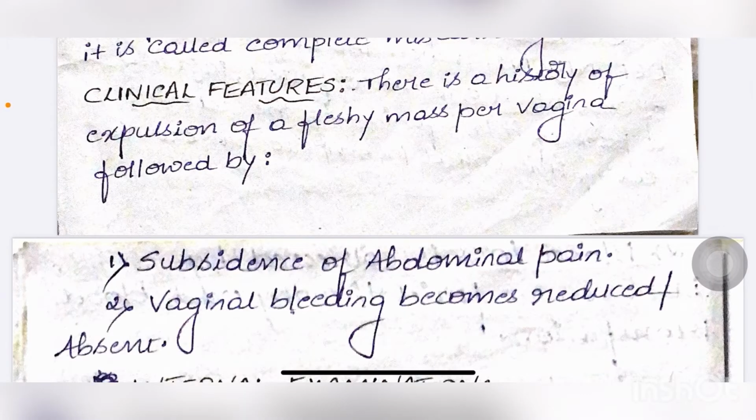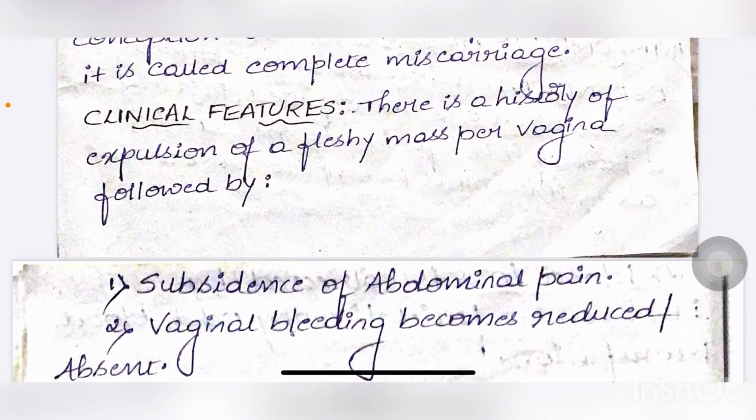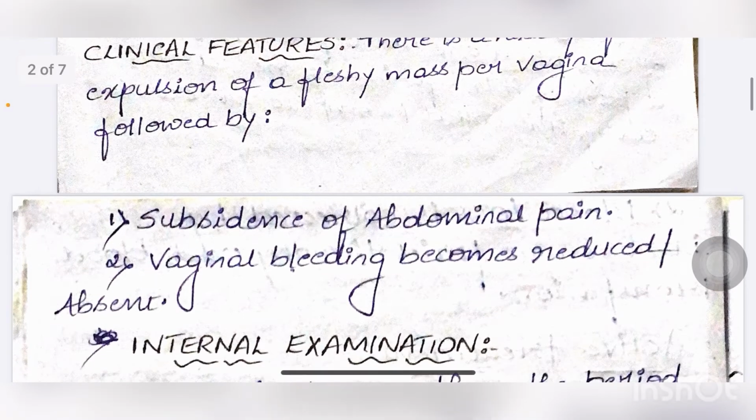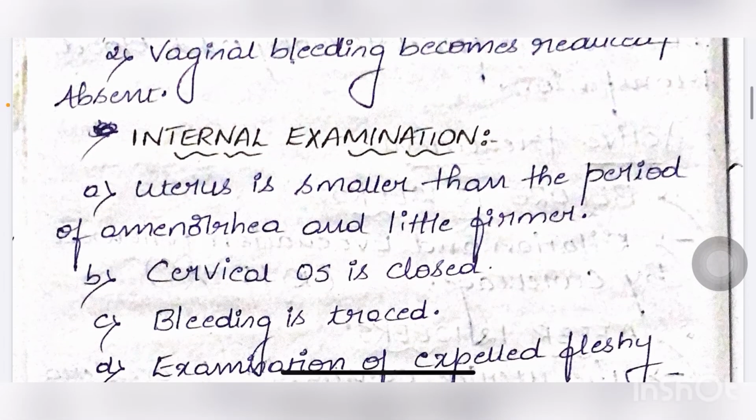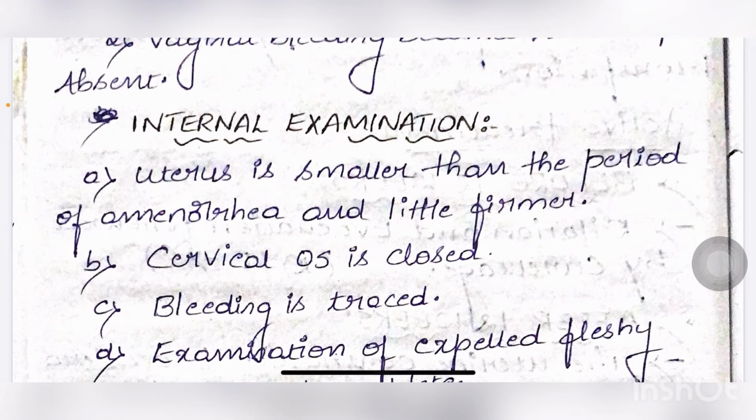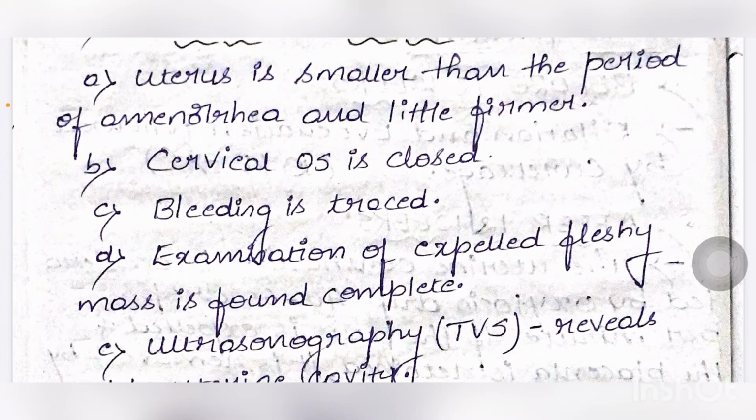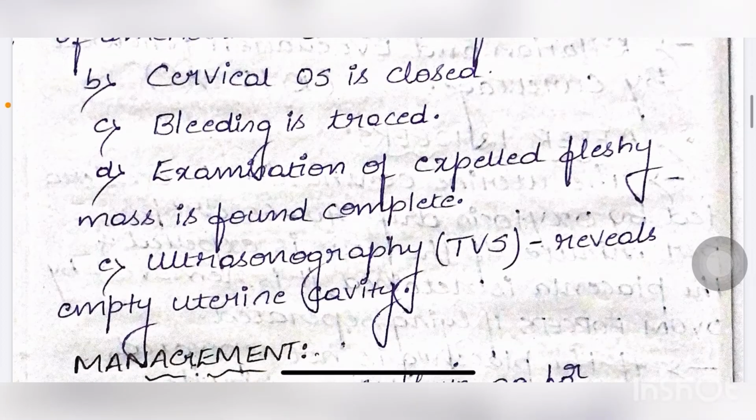Clinical features of complete abortion: there is a history of expulsion of a fleshy mass per vagina, followed by subsidence of abdominal pain. Vaginal bleeding becomes reduced or absent. Coming to the internal examination, the uterus is smaller than the period of amenorrhea and a little firmer. Cervical os is closed. Bleeding is traced. Transvaginal sonography reveals an empty uterine cavity.